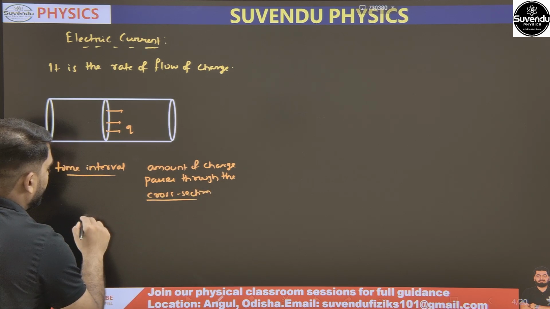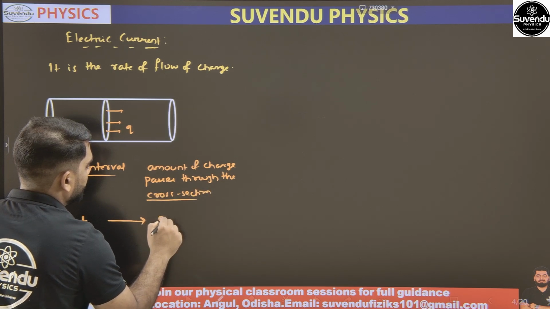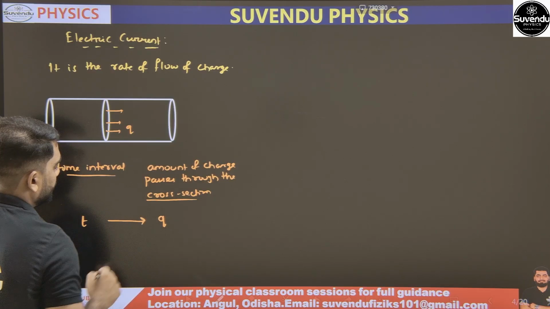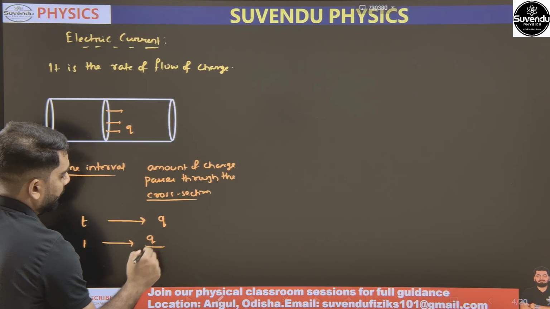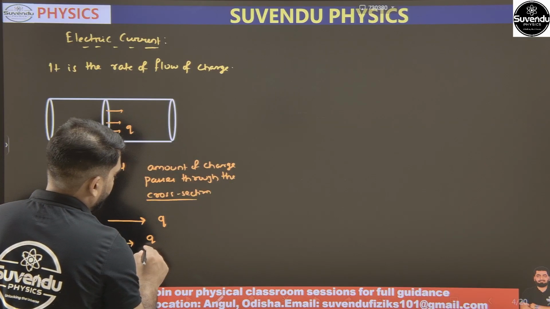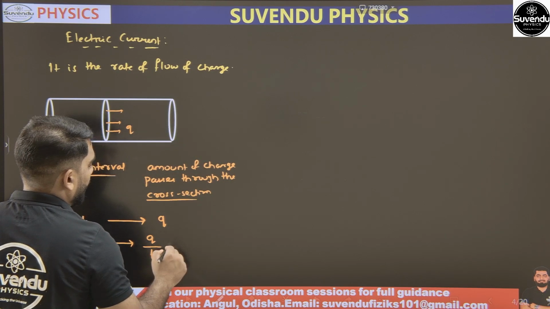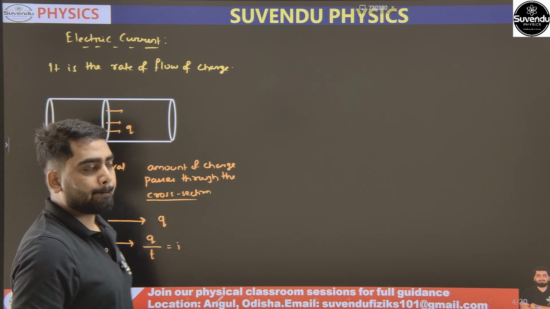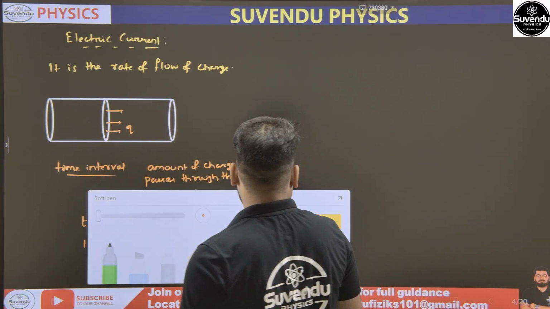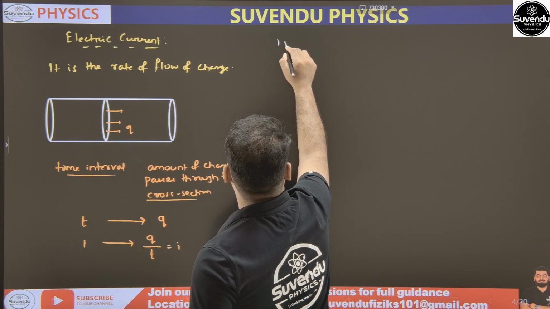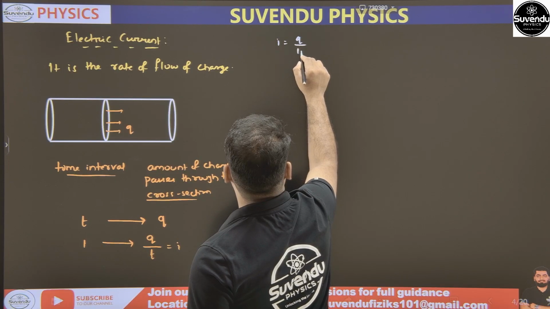Suppose in time t, q amount of charge passes through this cross section. So in unit time, the amount of charge that will pass through this cross section of the conductor will be q by t, and this is termed as our I. So I is equal to q by t. It is our well-known formula.